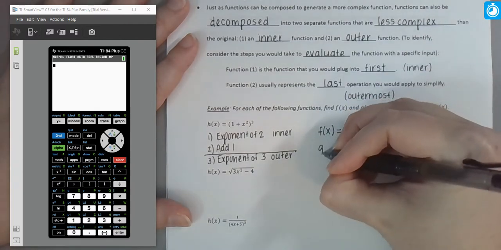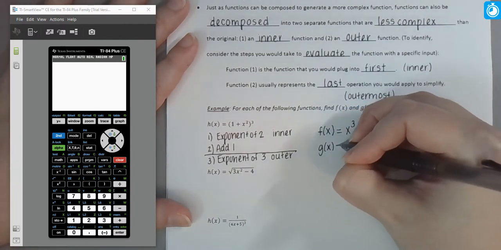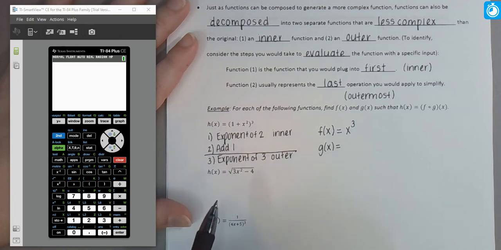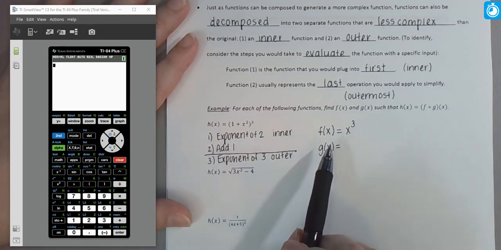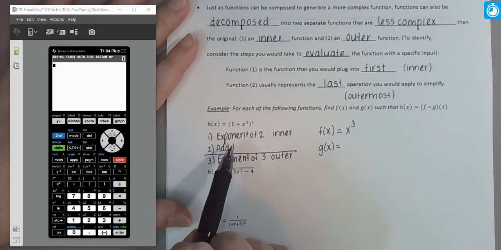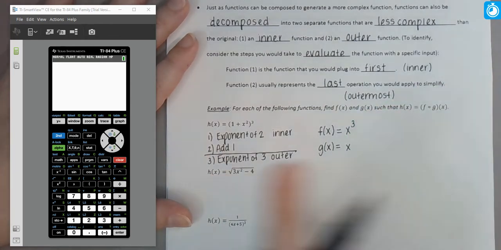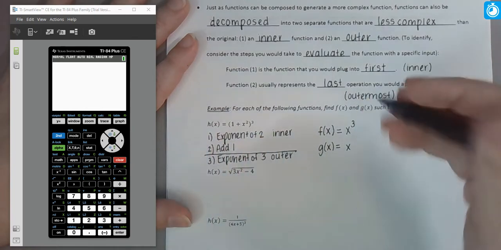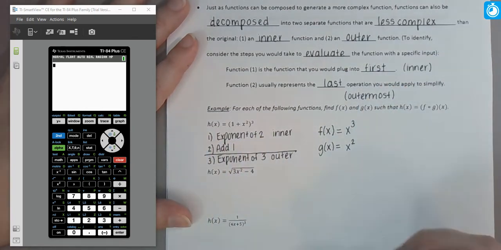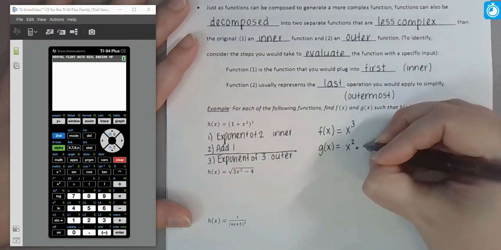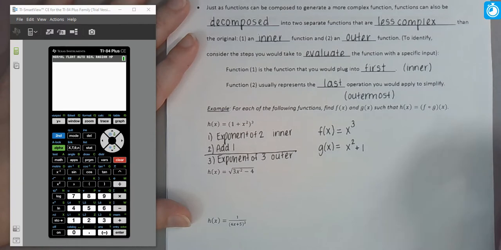The inner function is going to take everything that is left. So what's left is an exponent of 2, an addition of 1, in that order. So imagine taking your input and applying these two operations in that particular order. You would take your input, which is x. To it, we apply an exponent of 2, so we're going to square it. And to the result of that, we're going to add 1. And so that would be our inner function.